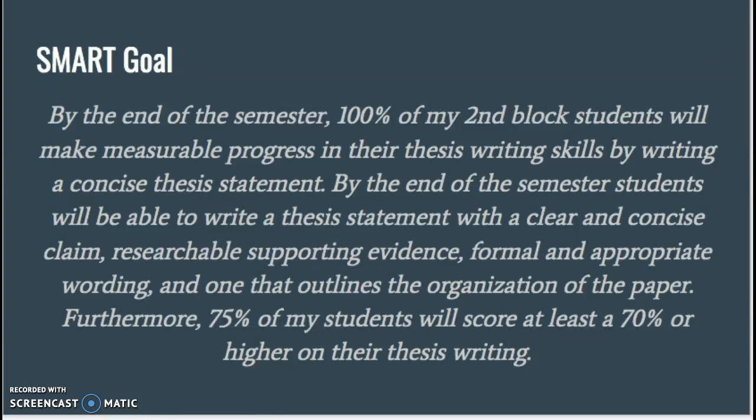By the end of the semester, students will be able to write a thesis statement with a clear and concise claim, researchable supporting evidence, formal and appropriate wording, and one that outlines the organization of a paper. So those are the main components that the rubric will then grade them on. And then furthermore, 75% of my students will score at least 70% or higher on their thesis writing. So I want all of my students to make some sort of progress, and then I want at least 75% of my students to score in the proficient range, which would be from 70 to 100.